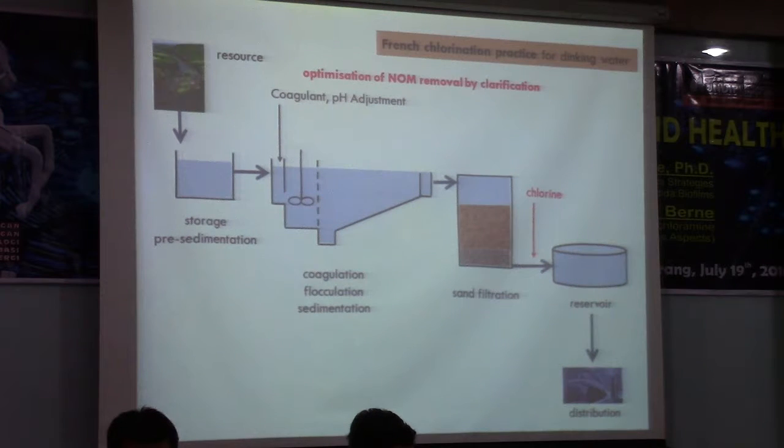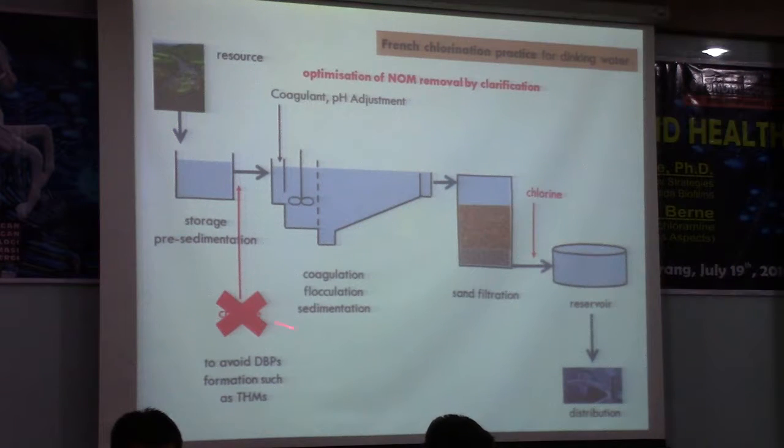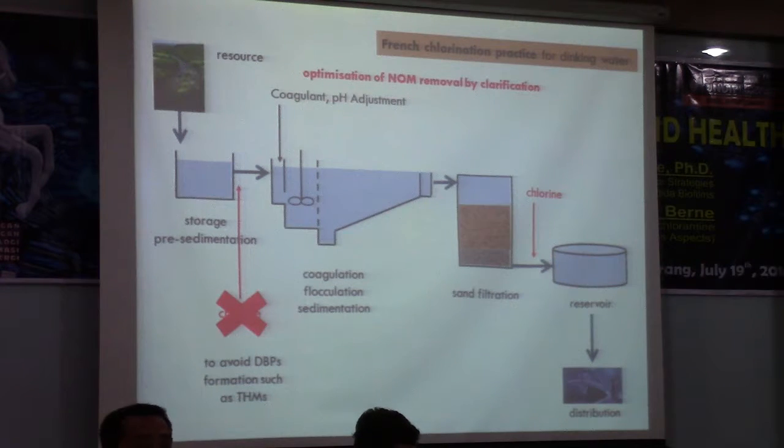For the French chlorination practice, we are looking to optimize the natural organic matter removal by clarification at this step before doing the chlorination, to avoid the formation of disinfection byproducts. We never use chlorine in a first step before the removal of natural organic matter, because if you use chlorine at this step, we have a lot of disinfection byproduct formation.